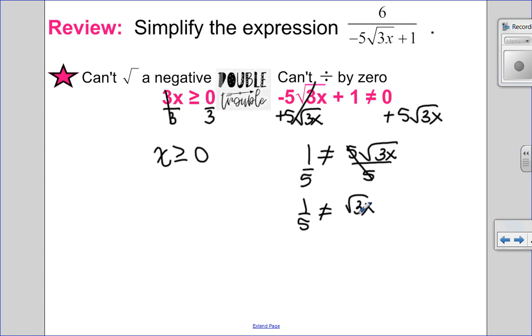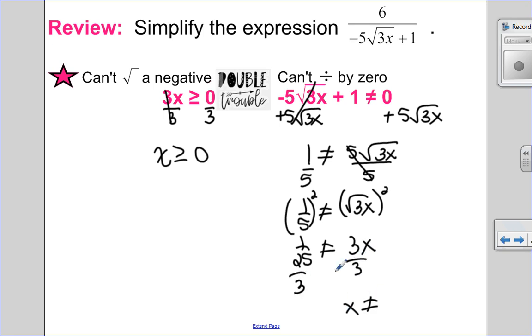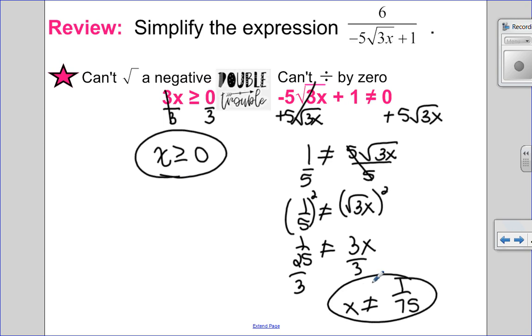To get the root gone, I will square both sides. I get 1 over 25 can't equal 3x. And then I just have to divide both sides by 3. So x cannot equal 1 over 25 divided by 3, which is 1 over 75. So my restrictions are that x has to be greater than 0, but can't equal 1 over 75. And you have to do that anytime there's a variable in the denominator.